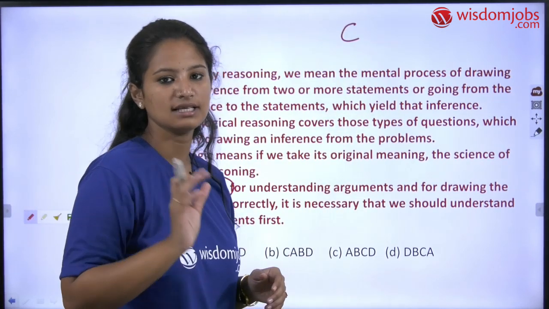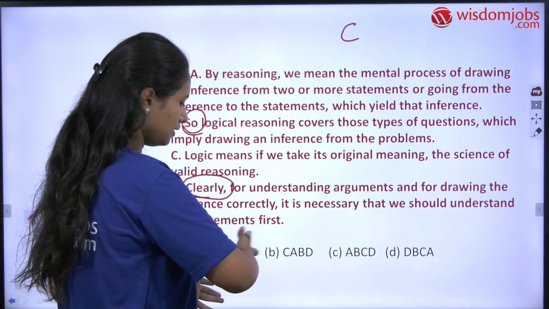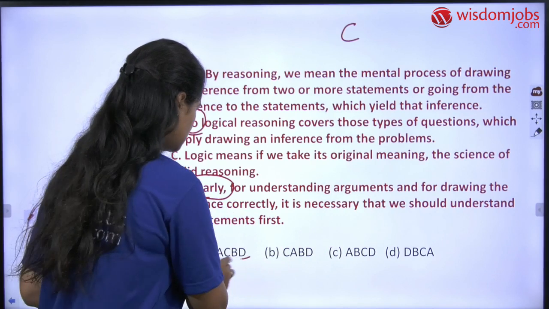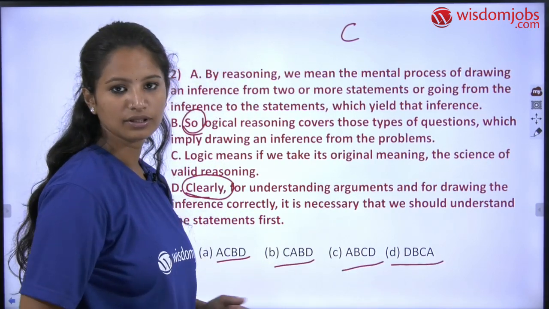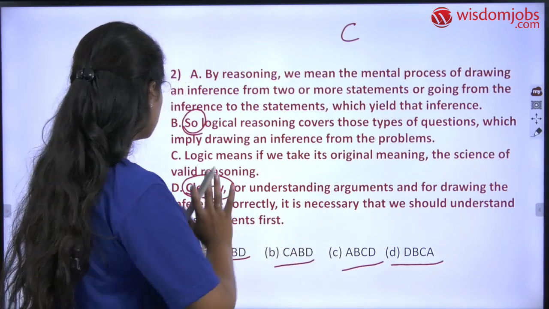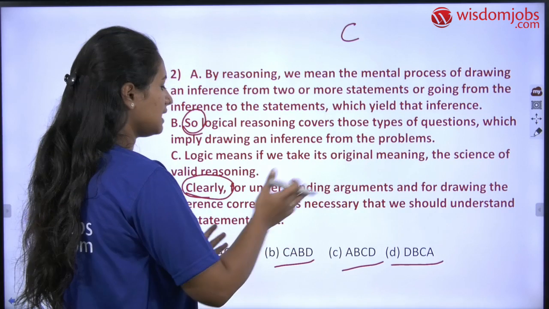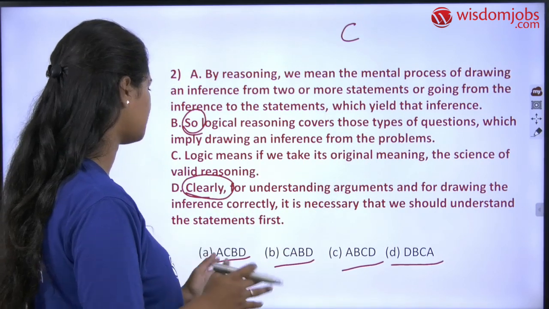Let us think that C is the beginning sentence. So here also if you go with the options ACBD, CABD, ABCD, DBCA. According to this, let us find out the thing that clearly, for understanding arguments and for drawing the inference correctly, it is necessary that we should understand the statements first.